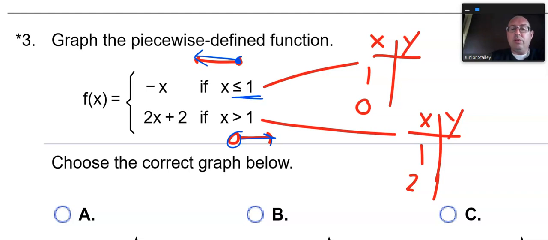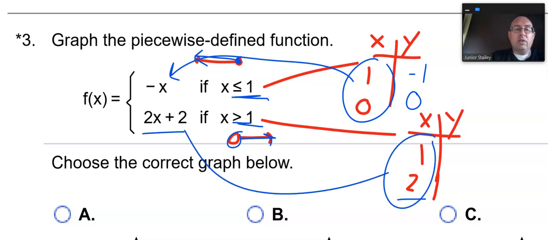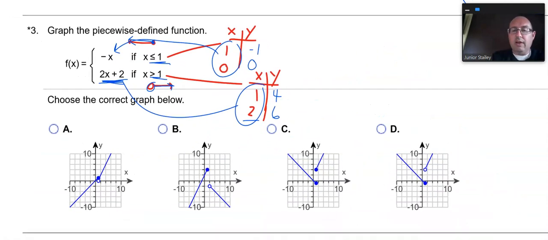Okay, so I'm starting with the number that I've been given, 1, and then I have to pick a number that's less than that, so I pick 0. For the other one, I have to start with the one I'm given, 1, and pick something greater than 1, which is 2. So if I plug these two numbers into the first one, that would be negative 1 and 0. And if I plug these two numbers into the second one, okay, 1 times 2 is 2, plus 2 is 4. 2 times 2 is 4, plus 2 is 6. Okay, so those are the points I'm looking for on a graph.